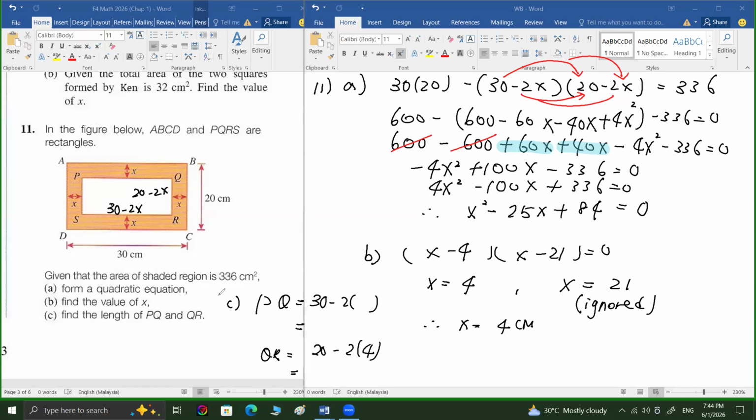Now, when x is 4, to get PQ, 20 minus 2x, you get 22 cm. And 20 minus 2x here, you get 12 cm. Okay? You understand that, class?